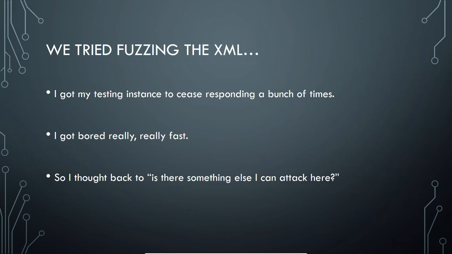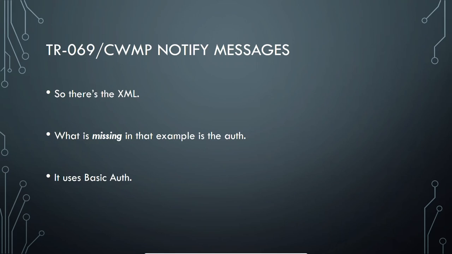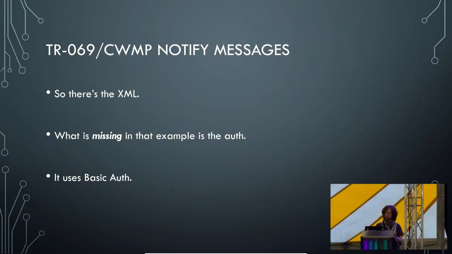So I thought, okay. So I tried fuzzing the XML. I found there were a couple of DOS bugs that killed the ACS server because the XML parser in it sucks. So I was able to get it to shut down a bunch of times, stop working, hang, and kill my VM. But I got bored of this really fast. So I thought, is there something else that might give me more interesting results than just denial of service bugs? So I was thinking, there's the XML. I don't really want to play that game anymore. I'm bored of XML. What about the CPE to ACS auth, the basic auth header?